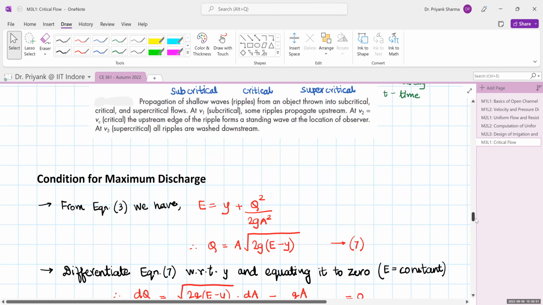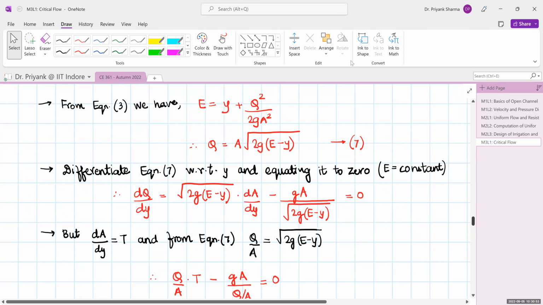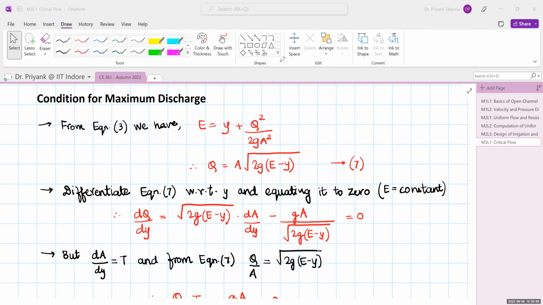Okay, now let us derive the condition for maximum discharge. So again coming back to our famous equation, that is equation 3, E is equal to y plus q square upon 2gA square, making q the subject. So q is equal to A root 2g(E minus y). Differentiating this equation 7 with respect to y and equating to 0, dq by dy is equal to root 2g(E minus y) into dA by dy minus gA over root 2g(E minus y).